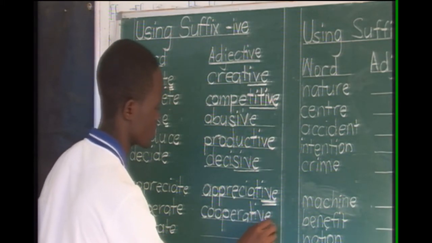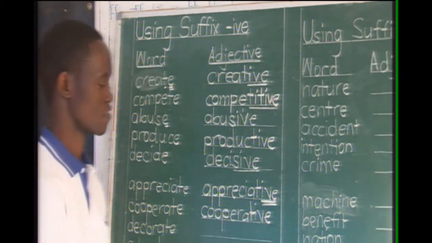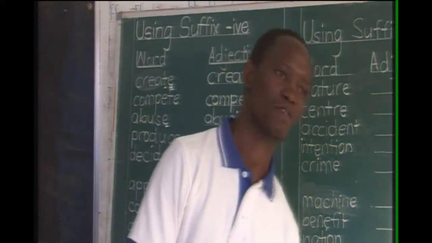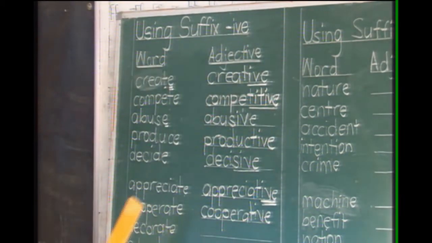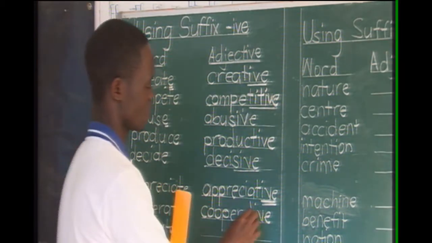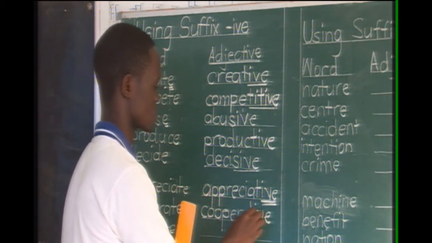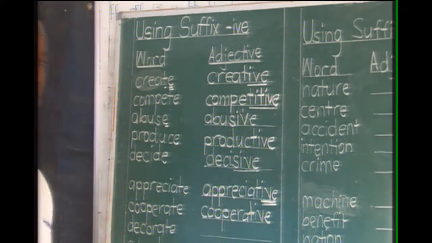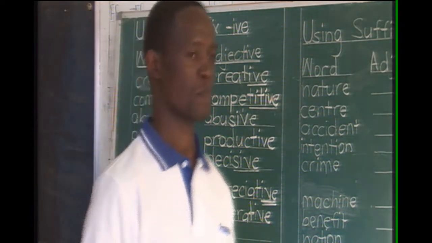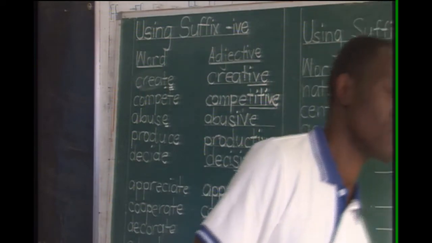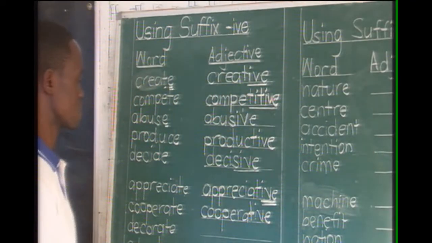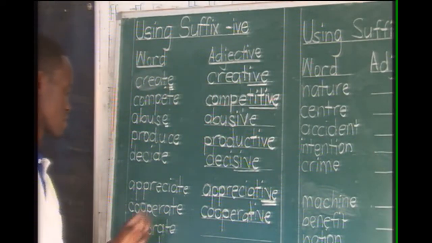Some people pronounce it as cooperative, others cooperative. Yeah, cooperative people work with others without any issues. If you can work together with the rest, then we say you are a cooperative child. So the word cooperative is an adjective from cooperate.